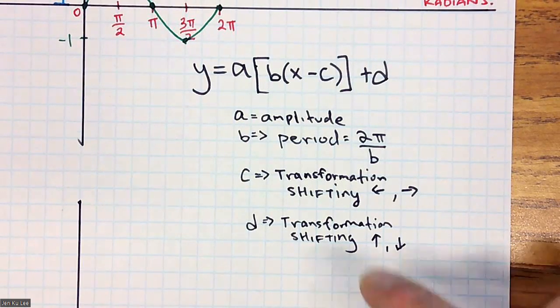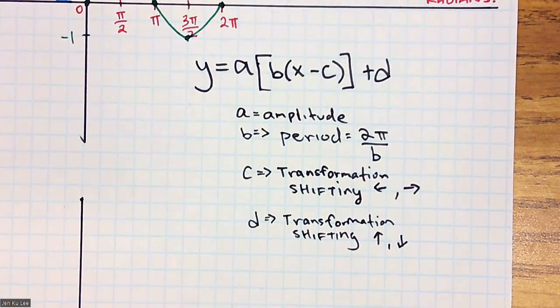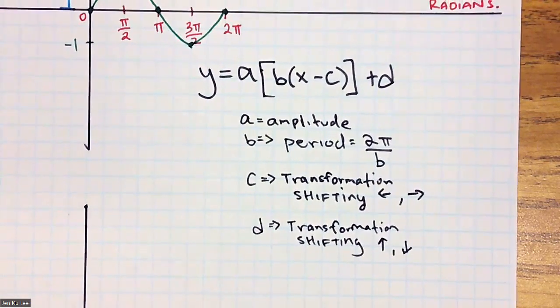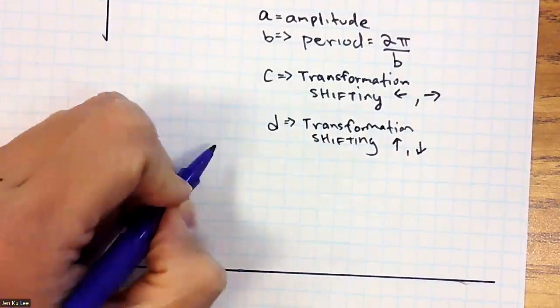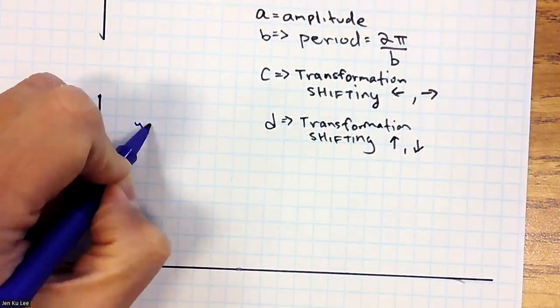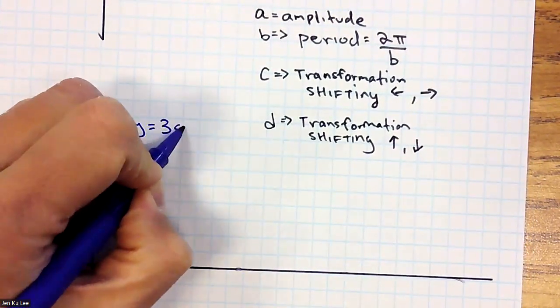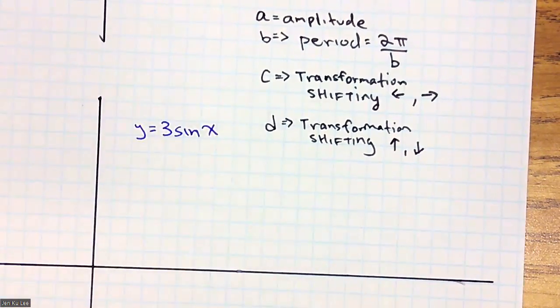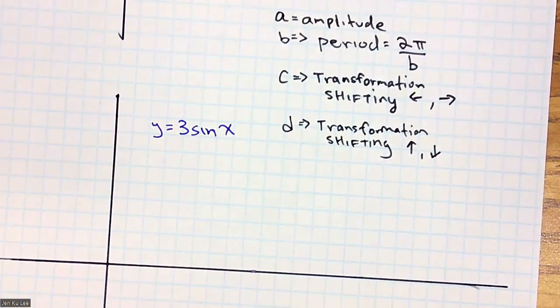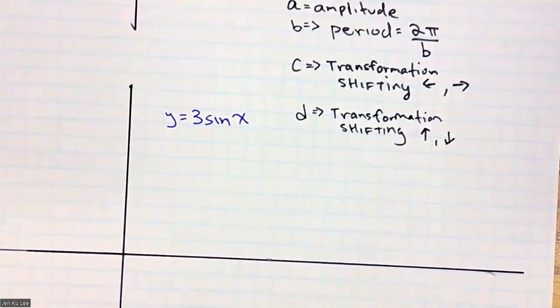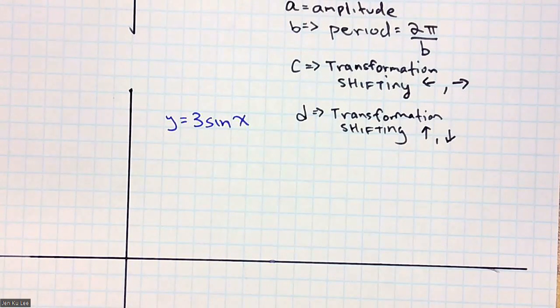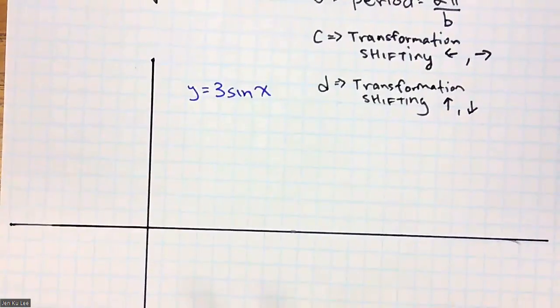So that is A, B, C, and D. And again, we're just focusing on the A value here. So if I want to graph y equals, let's say, 3 sine of x, I'm going to graph this guy, 3 sine of x. I'm going to start off the same way I started off in the previous graph with my radian measure here.